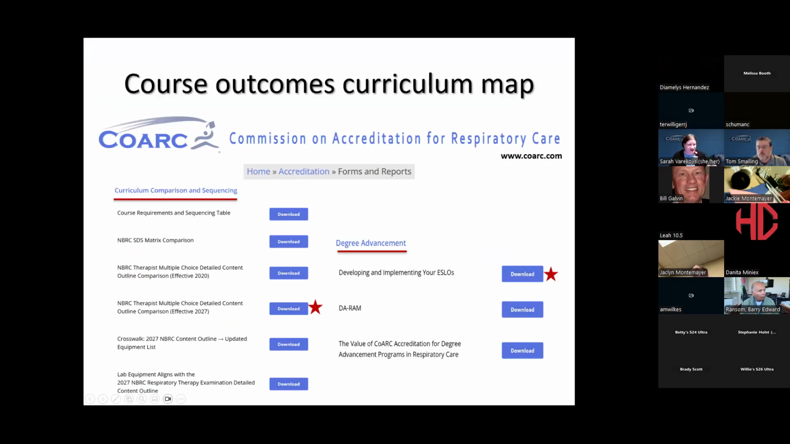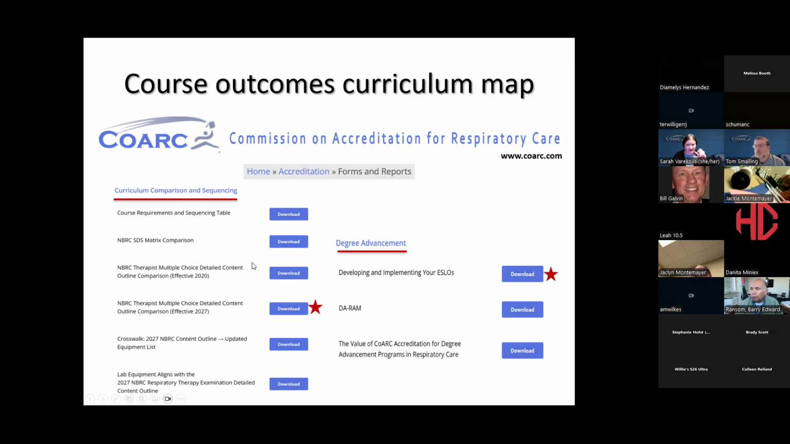And there've been some questions I think I've seen in the chat about where you can find some of the documents. On the COARC website, from the homepage, if you click on the accreditation tab and then click on forms and reports and then scroll, there's a ton of information there, but you do have to scroll through. There is a section called curriculum comparison and sequencing. And I do believe that this is the document that Tom showed you an image of, and you can click right on it and download it yourself.